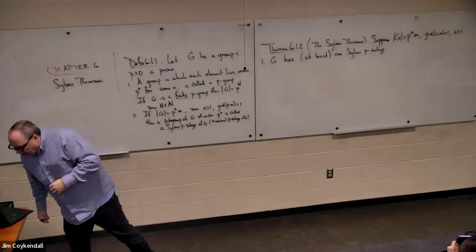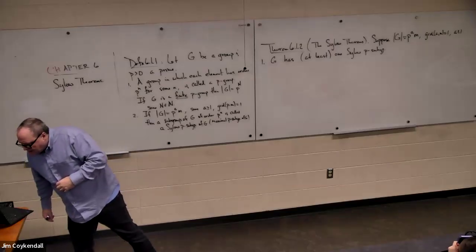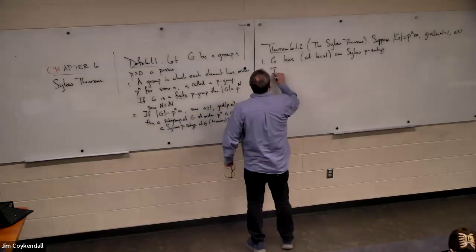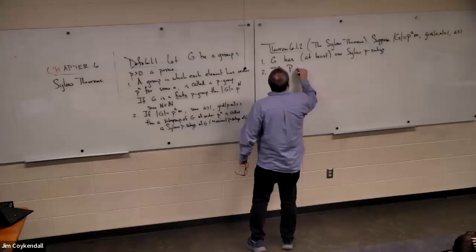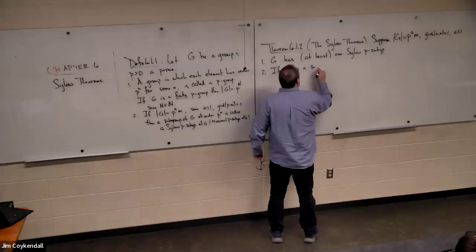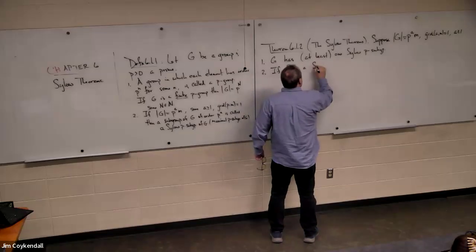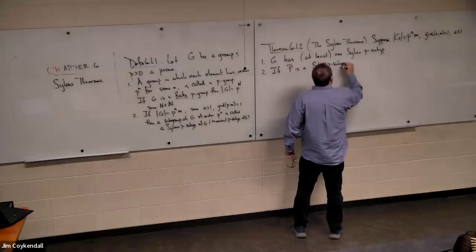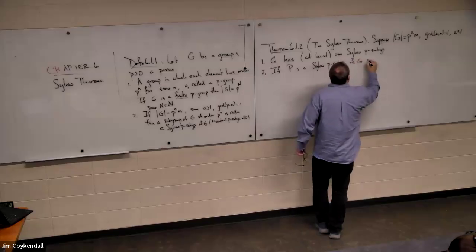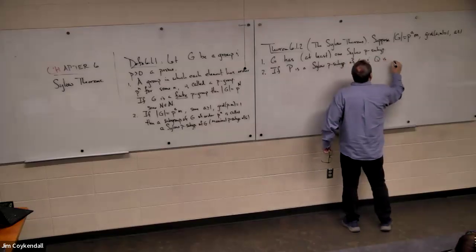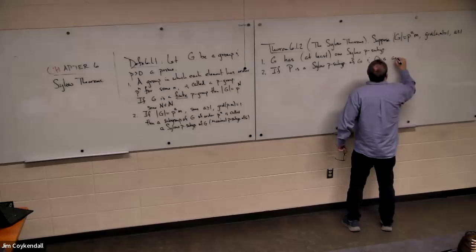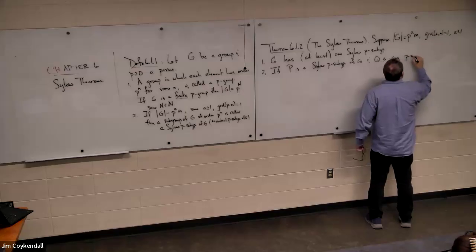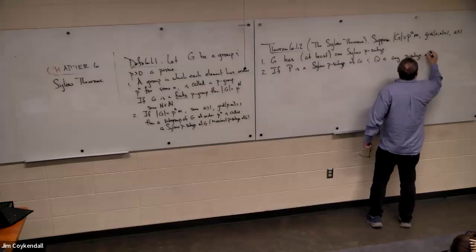Number 2, if P is a Sylow P subgroup of G, and Q is any P subgroup of G.